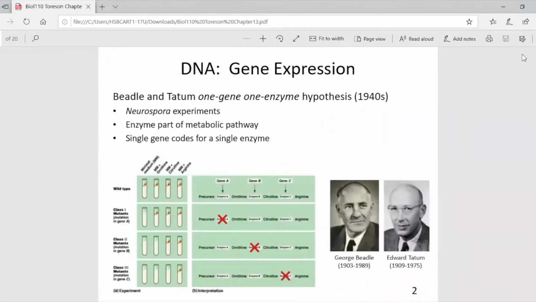On slide 2 is an overview of the experiment performed by Beadle and Tatum that looked at gene expression in Neurospora bacteria.